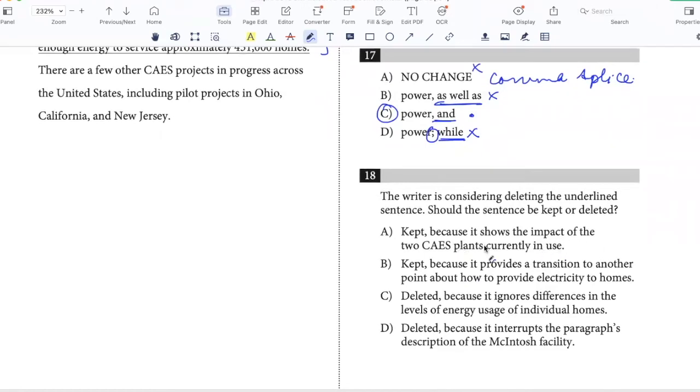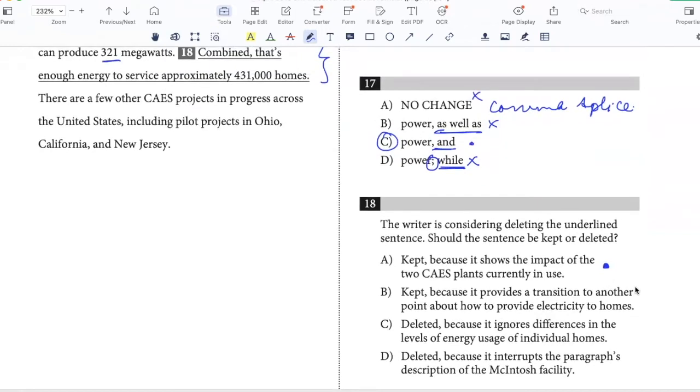Kept because it shows the impact of the two plants currently in use. Yeah, so that's a good answer because it tells me the amount of energy they generate. Kept because it provides a transition to another point about how to provide electricity to homes. So this is not correct because the sentence after is not about providing energy to homes. It's about other CAES projects, right? So the answer is A.